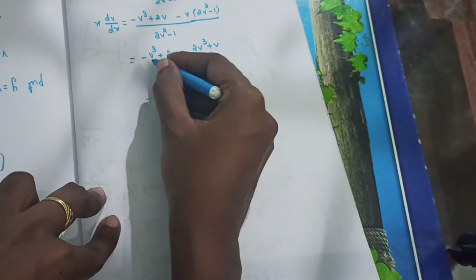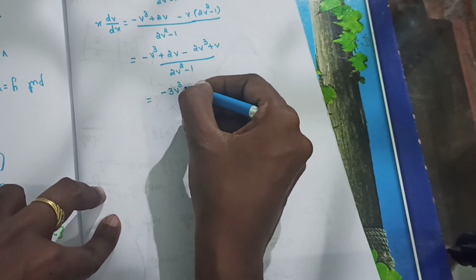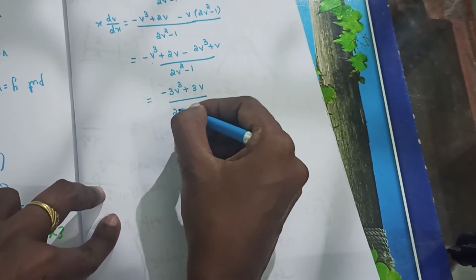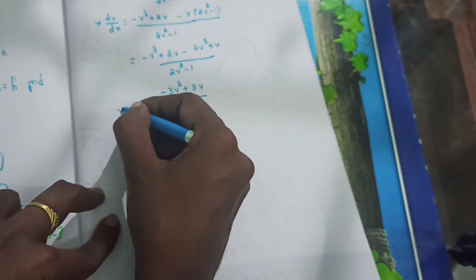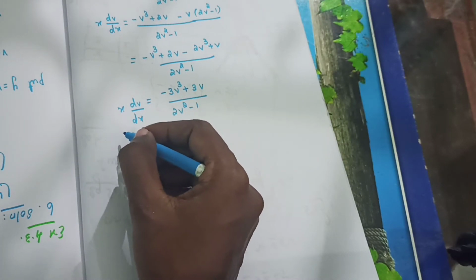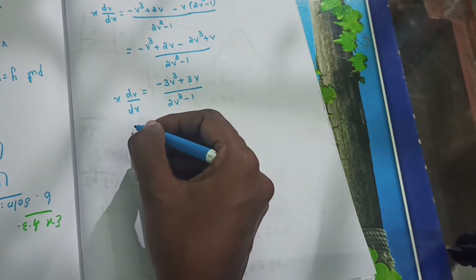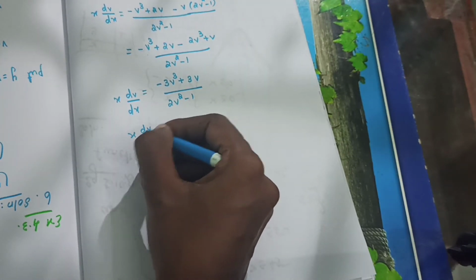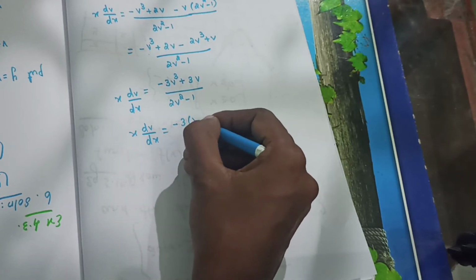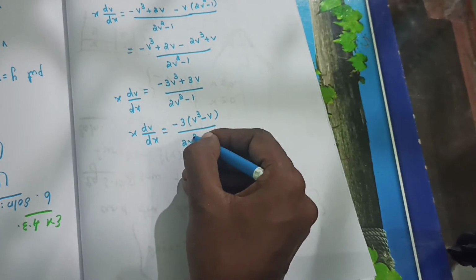So that is equal to minus v cube minus 2v cube, totally minus 3v cube, plus 3v. Correct? Divided by 2v square minus 1. This is the same as x into dv by dx. Next step, we will take 3 as common in the numerator. So x into dv by dx is equal to minus 3 outside, and you get v cube minus v divided by 2v square minus 1.